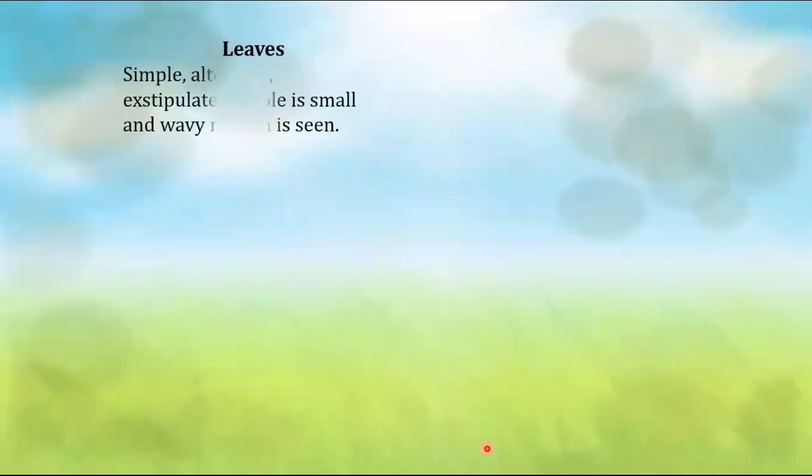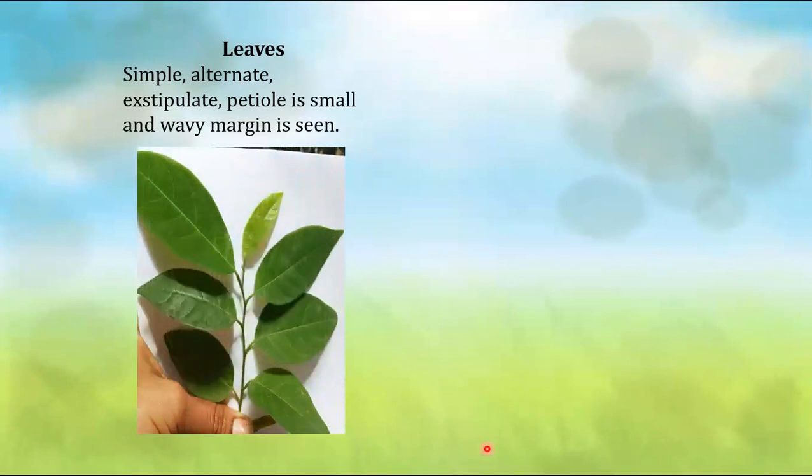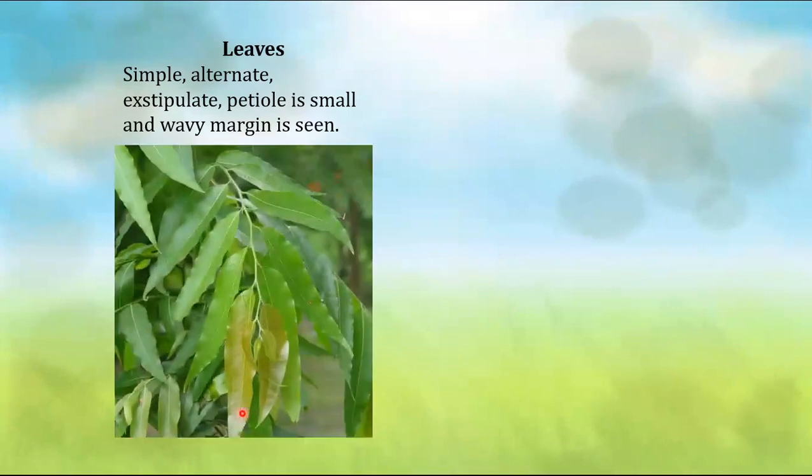The leaves are simple and alternate. Look at the simple and alternate arrangement. They are completely exstipulate, and the petiole is very small. A small petiole is present. The leaf also has a wavy margin. Now look at this wavy type of margin.